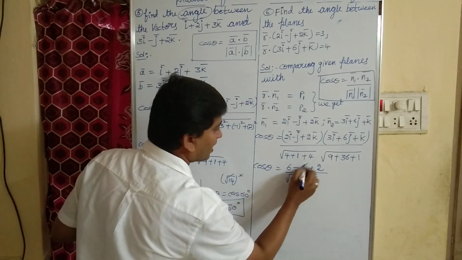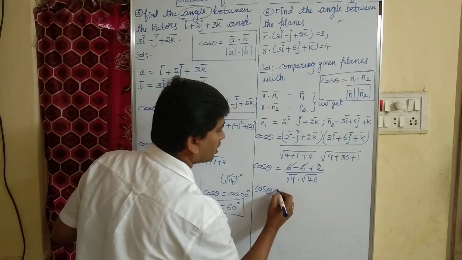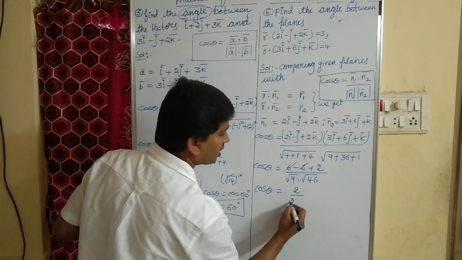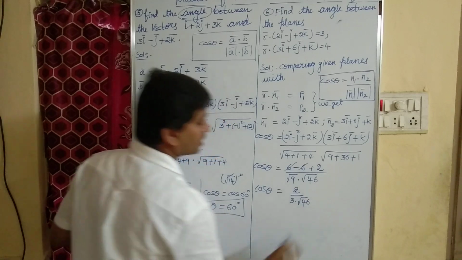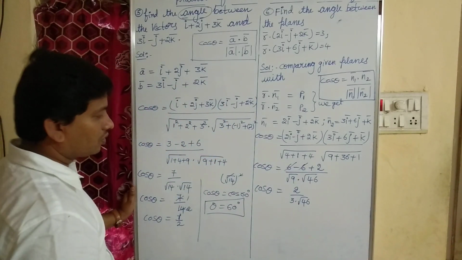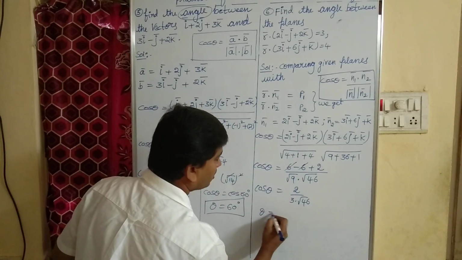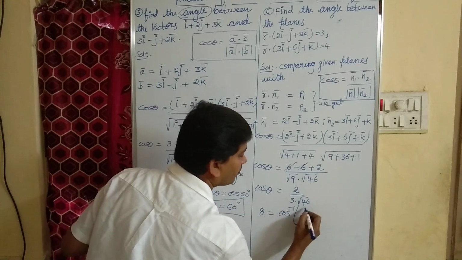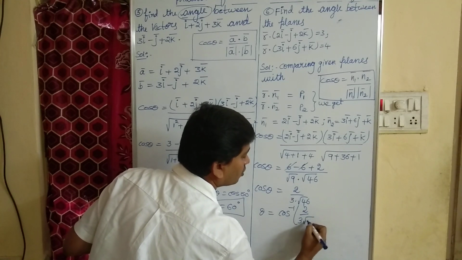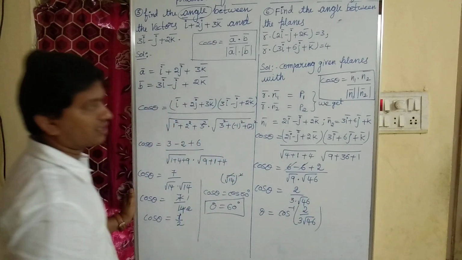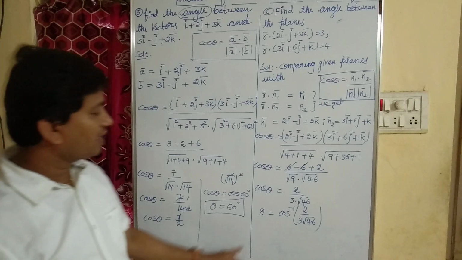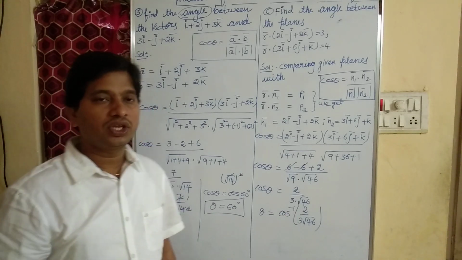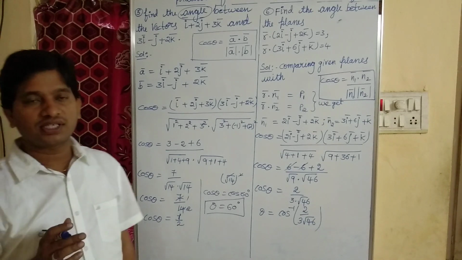So square root of 9 into 45 plus 1, 46, square root of 46, right? Now minus 6 plus 6 cancel, cos theta equal to 2 by under root of 9 is 3 into root 46, right? So theta we want, if you transpose it will become cos inverse of 2 by 3 into under root of 46. So what is the angle between the planes? Theta equal to cos inverse of 2 by 3 into under root of 46.